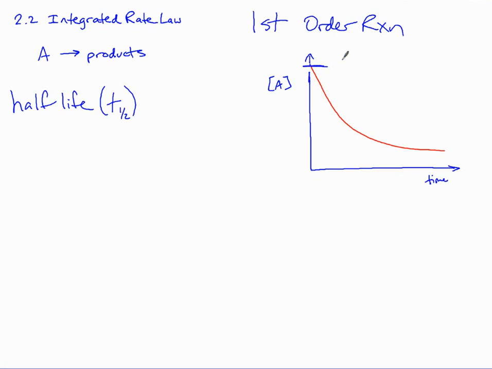Here is the initial, and let's say this is the halfway point, so we draw it over. This is the amount of time that it takes. So if you use the integrated rate law for the first order reaction, you can solve for the half-life if the concentration of A equals 1/2 the concentration of the initial concentration.